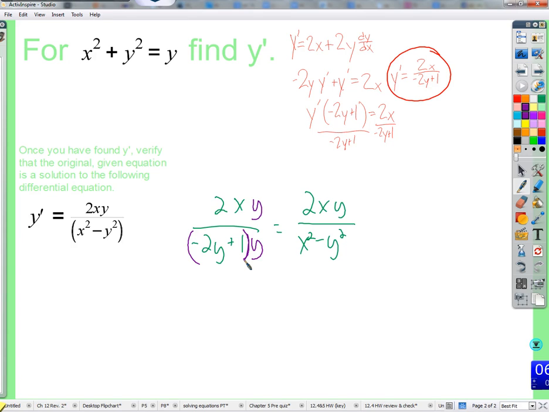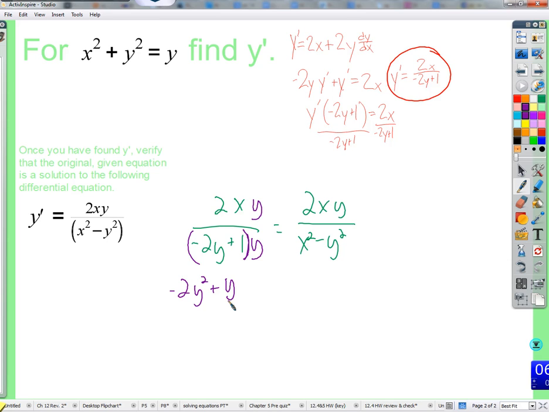Okay. So now the numerator looks like the numerator, 2xy, 2xy. And then in the denominator, let's distribute the y. We got negative 2y squared plus y, right? Okay, so now the numerator looks good. The denominator looks kind of close, right? It's got a y squared. This has a y squared. That's good. Maybe an x squared.